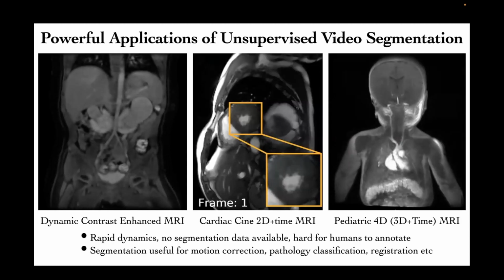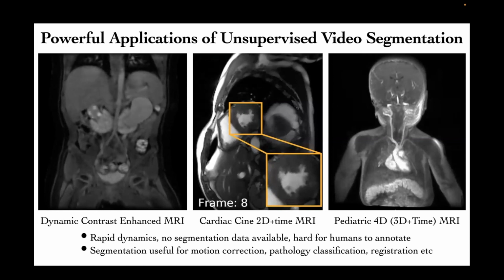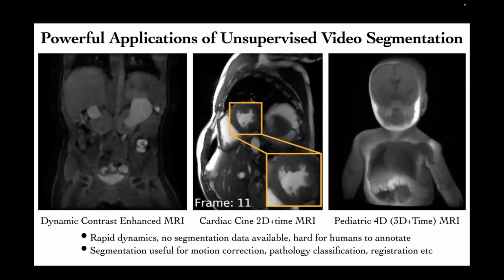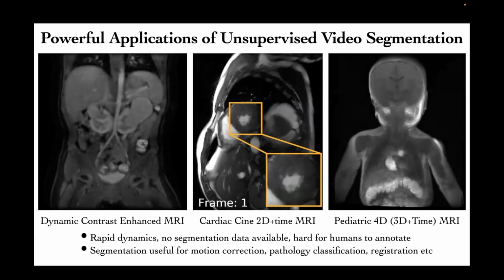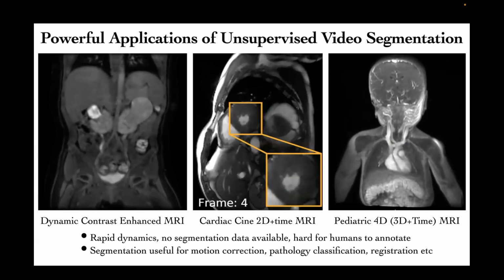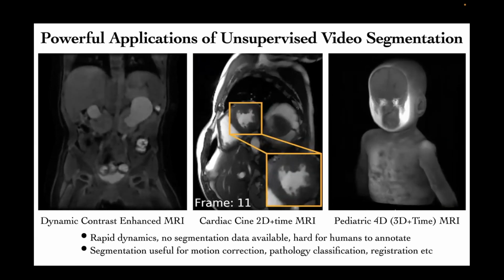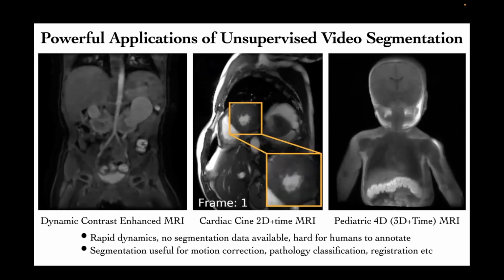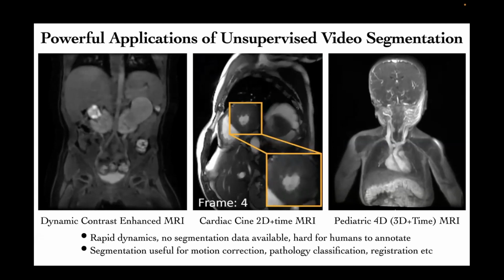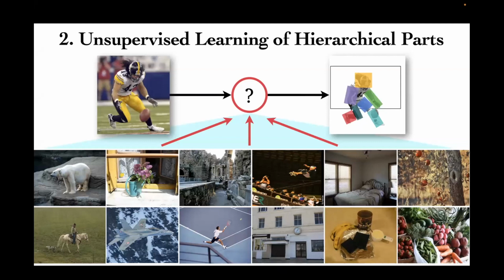And this will have a very powerful application in other domains where you don't know what the physics of the flow may be. For example, in MRI, given only these data, we will be able to do object segmentation, unsupervised video segmentation. For this kind of data, there are rapid dynamics, so there's no segmentation available. Even for humans, it's very difficult to annotate. And all the segmentation results will be very useful for many downstream tasks, such as motion correction, pathology classification, and registration.